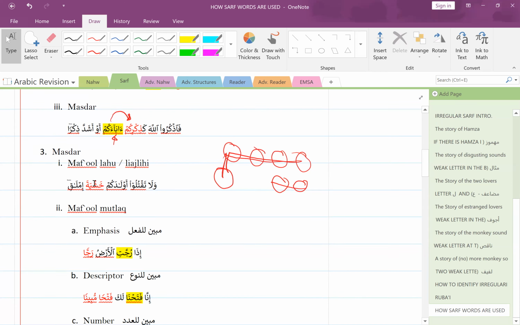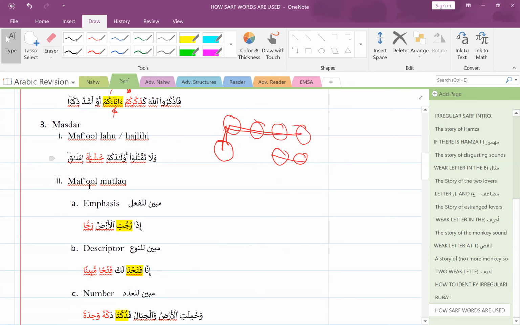And of course, khashiyata is light because it's a mudaf, and imlaqi is a mudaf ilayh. Khashiyata imlaqi. So that's one way a masdar can be used. It can be used as a maf'ul lahu. So when you're doing the i'rab of this sentence, you would say, okay, لا تقتلوا. Of course, this is nahi. That is why it's light. The doer is antum. أولادكم is mansub, so this is the maf'ul bihi. Don't kill who? Don't kill your children. And of course, khashyata would be the why: مفعول لأجله. So here we have a maf'ul bihi and a maf'ul li'ajlihi, or a maf'ul lahu.